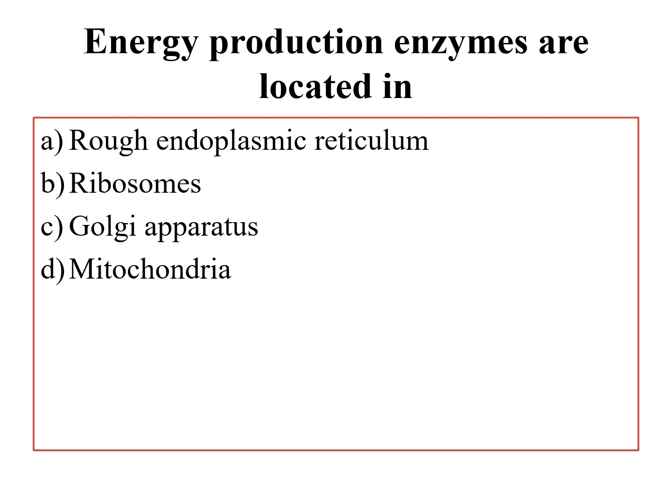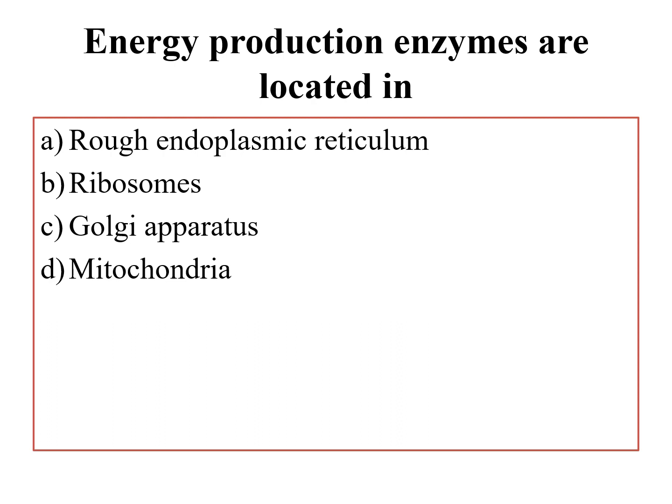So here we have the first MCQ. Energy production enzymes are located in. So we have answers like rough endoplasmic reticulum, ribosomes, Golgi apparatus, mitochondria. So which is the cell organelle which is mainly involved in energy production? So you know, mitochondria. Mitochondria is also called the powerhouse of the cell, because it is involved in the synthesis of ATP, where it stores ATP in the lollipop-like globular heads.